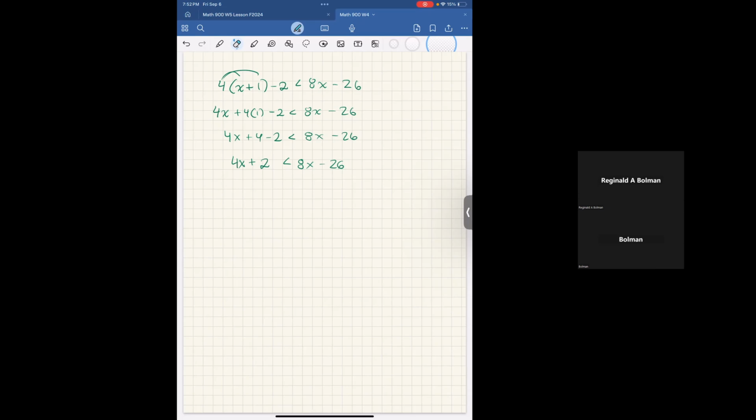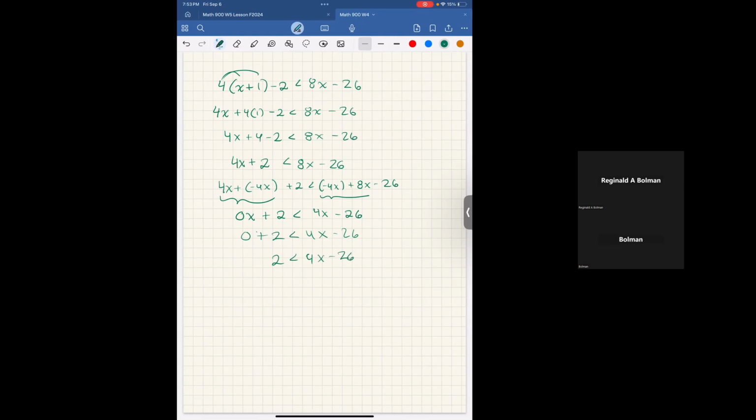Let's go ahead. We'll collect our x values from the left-hand side to the right-hand side. I'm going to use my additive inverse. I'm going to add a negative 4x to both sides of my inequality. When I do this, 4x plus negative 4x gives me 0x. And on the right-hand side of my inequality, I've got 8x minus 4x, which is going to be 4x. And I guess I should back up: 0 times x is just 0, and 0 plus 2 is 2.